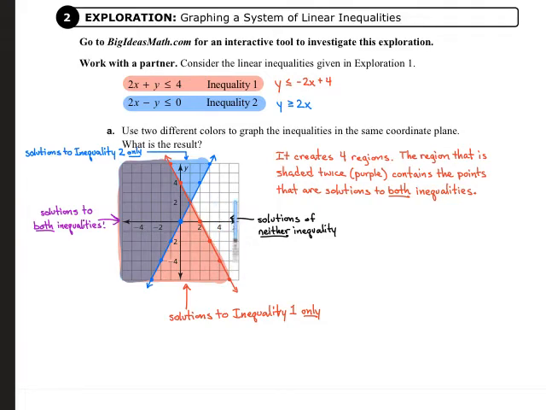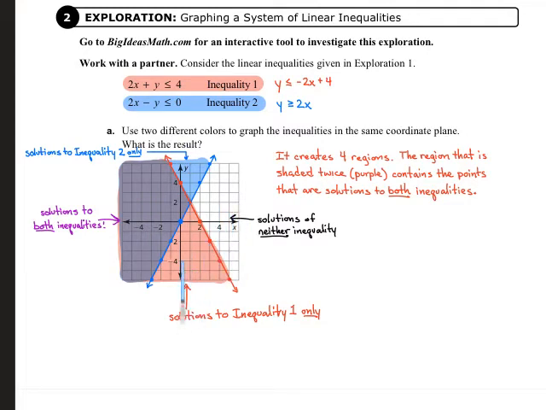If there's an area where nothing is shaded, that means any ordered pair in this region, and remember, it extends on forever, so it's a never-ending region, are solutions to neither inequality. If we take these numbers and plug them in for x and y, it's going to make both inequalities false, and we don't want those.